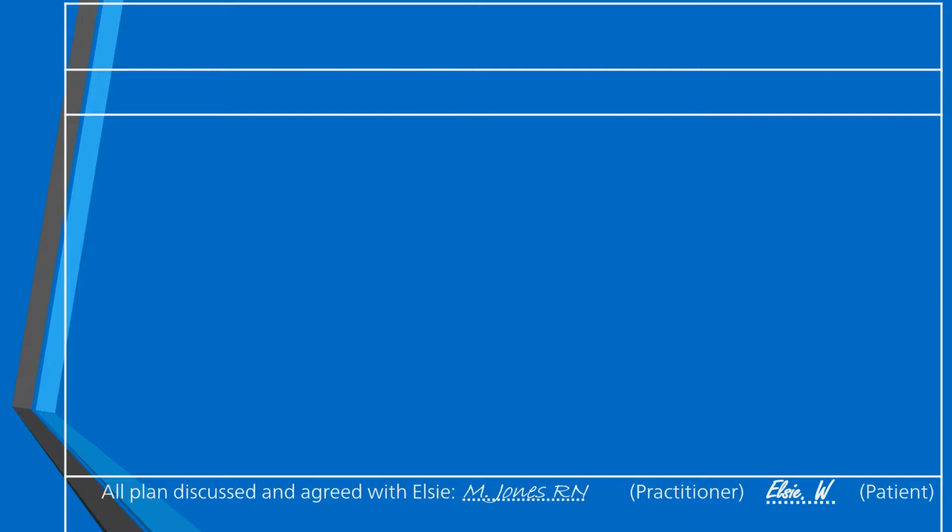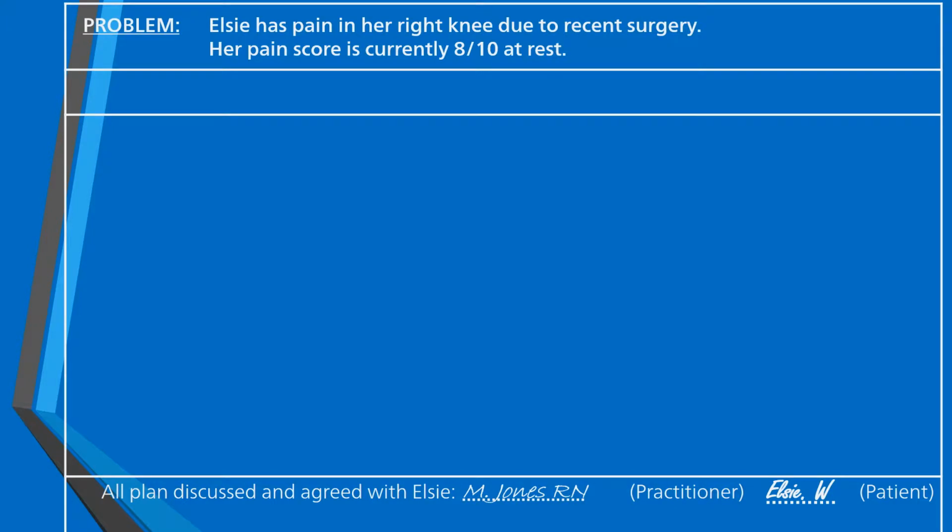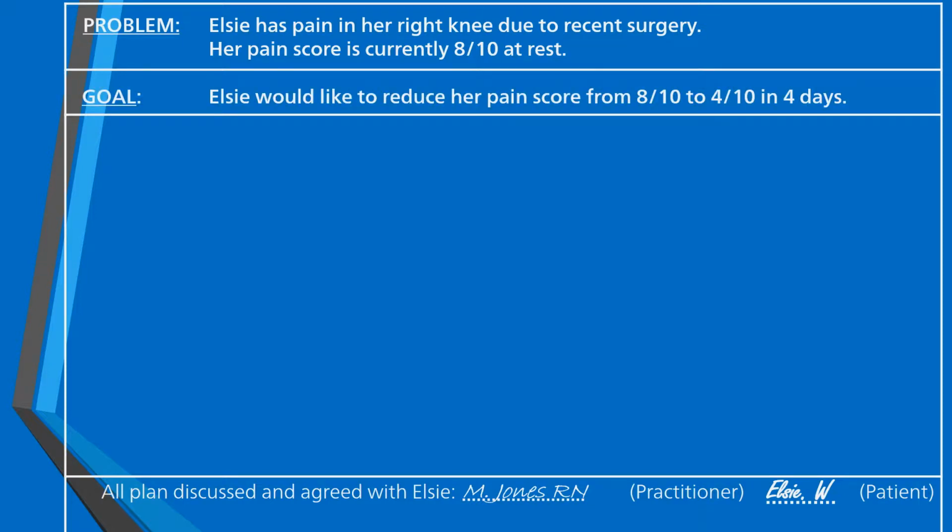Let's have a re-look at Elsie's plan. Problem. Elsie has pain in her right knee due to recent surgery. Her pain score is currently 8 out of 10 at rest. So it's specific. We have located the pain and the pain level. Goal. Elsie would like to reduce her pain score from 8 out of 10 to 4 out of 10 in 4 days. So I've had a discussion with Elsie and that's what she would like to do. It's more personalised.